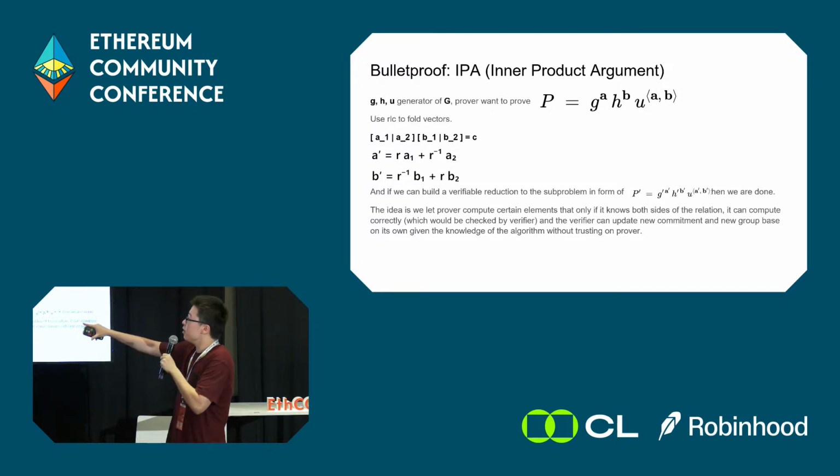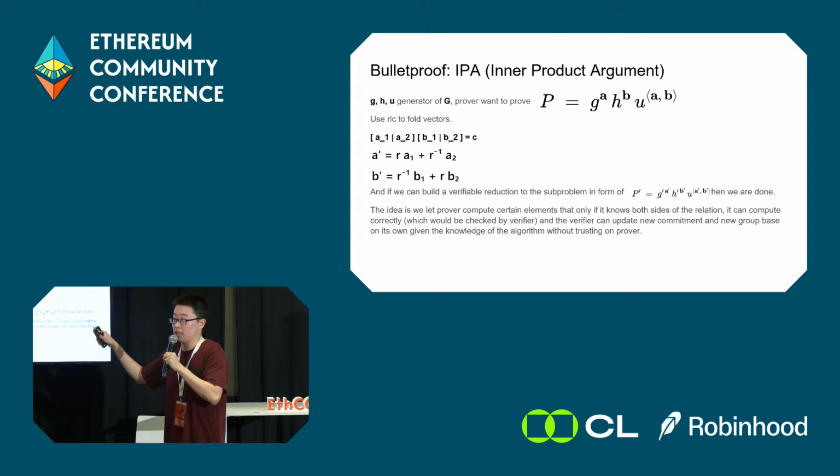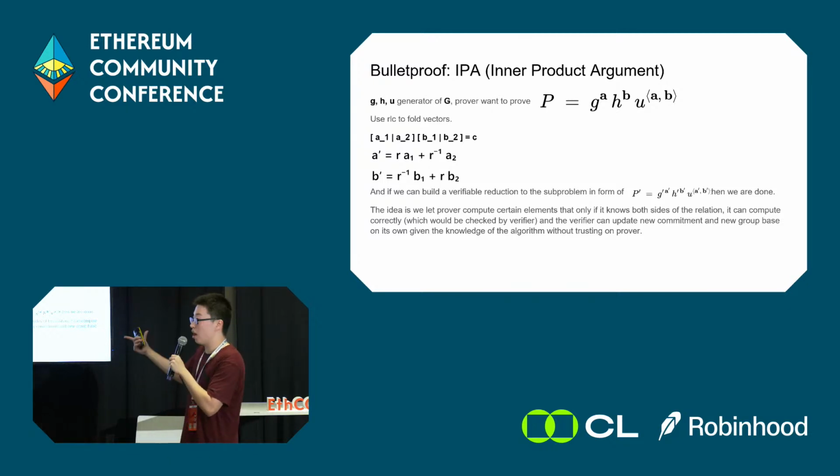The idea is, if we can build a verifiable reduction to a subproblem in the form of P prime equals the Pedersen commitment of two new vectors that are half the length, and we can also prove the dot product of the new vectors of half the length, then this claim only holds if we know the original claim. Then we can focus on solving this subproblem, because solving it automatically gives us the result for the original problem, and we're done since we are recursively solving the subproblems.